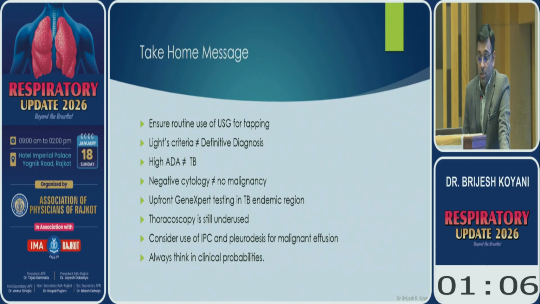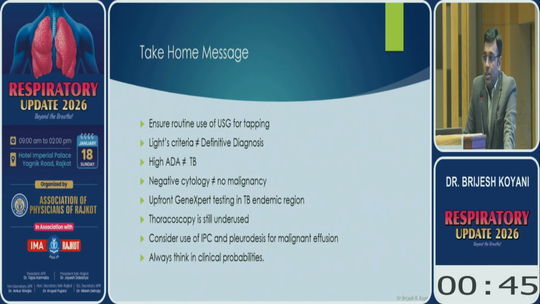High ADA does not always mean that the patient has TB. Negative cytology does not mean that the patient doesn't have malignancy. Always do upfront GeneXpert testing in TB endemic regions. Thoracoscopy is still underused for pleural pathologies, and consider the use of IPC and pleurodesis for malignant effusion, and always think in clinical probabilities. Just go beyond the lab reports and pleural fluid reports.